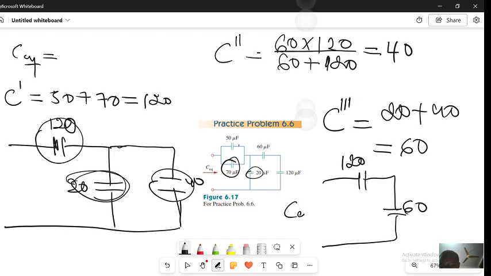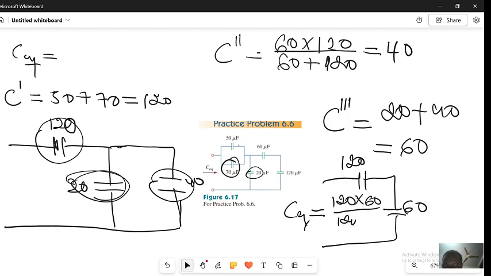So my C equivalent is going to be, since they will be in series, 120 multiplied by 60 divided by 120 plus 60. So the C equivalent, 120 multiplied by 60 divided by 120 plus 60, equals 40. So the equivalent capacitor is equal to 40.